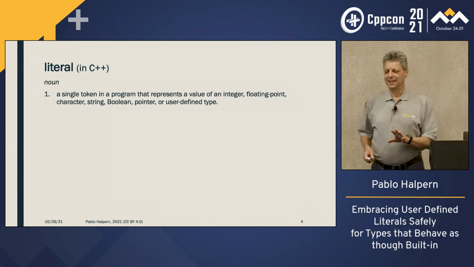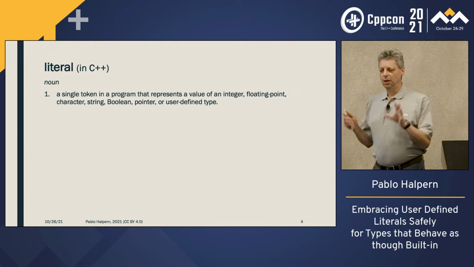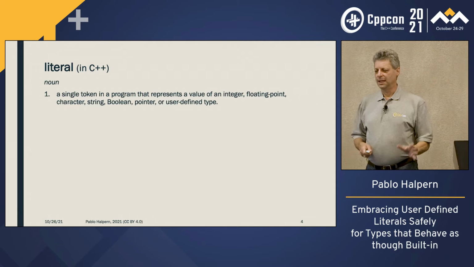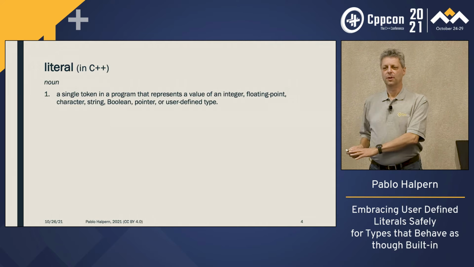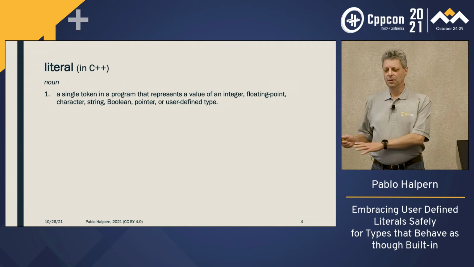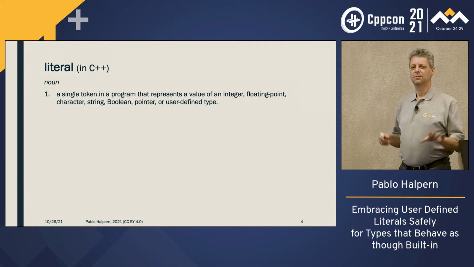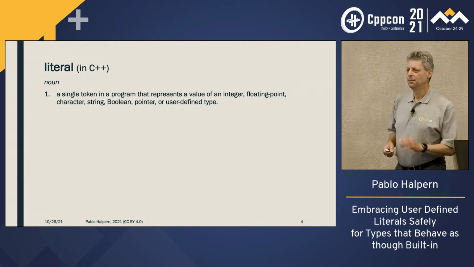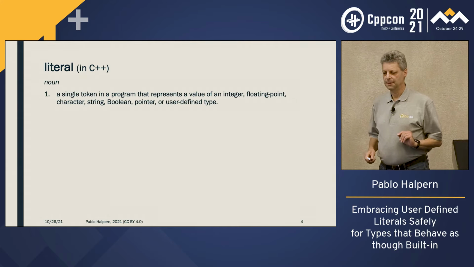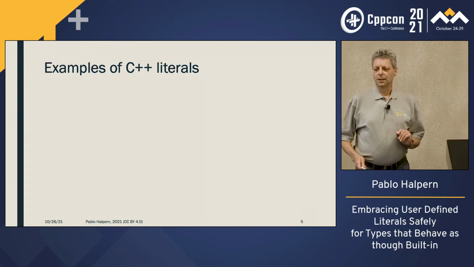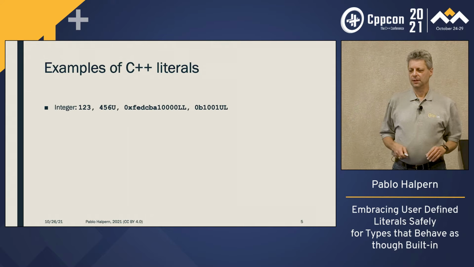Okay, in C++, a literal is a token that represents one of these things: an integer, floating point, character, string, Boolean, pointer, or a user-defined type. And the user-defined types are what we're going to be talking about a lot today, but not exclusively user-defined types. So we have examples in C++ of literals.